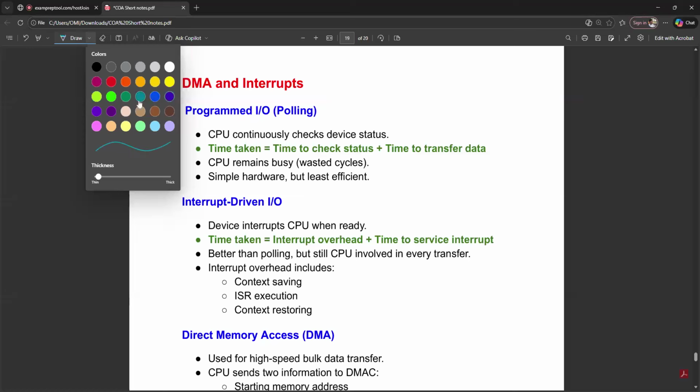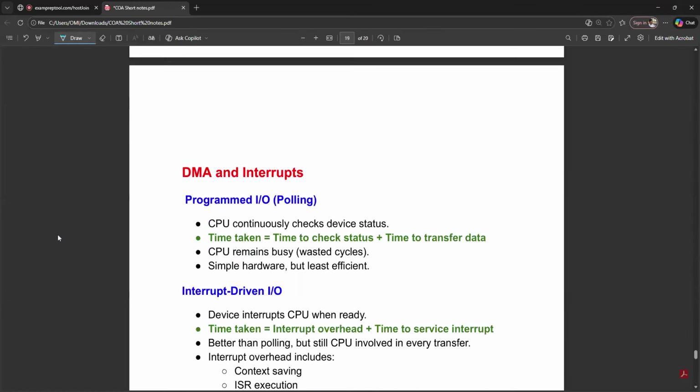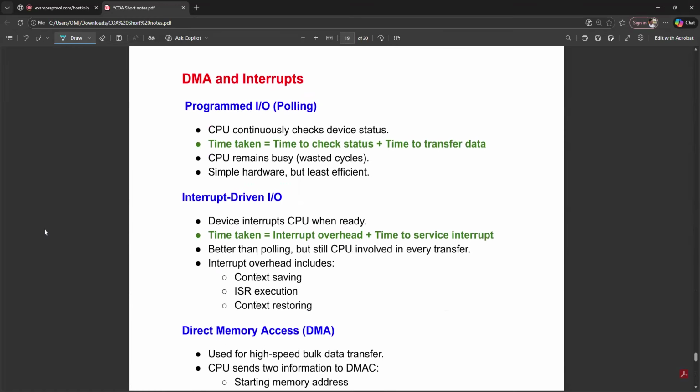Now this one is the last topic. I think there are not many things. This one is the last topic for today's short note session. So let's just start. DMA and interrupts. First one is programmed I/O. It is also called polling.